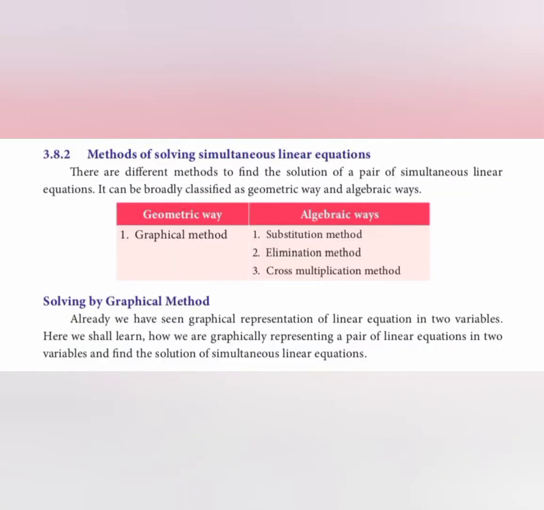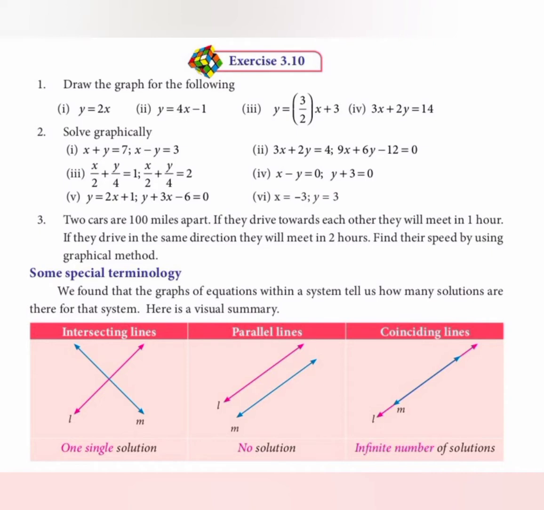Now, as we have already discussed, there are many methods of solving the simultaneous equations: geometric method and algebraic method. Geometrical way includes the graphical method that we will be seeing in today's class, and the algebraic way, there is substitution method, elimination and cross multiplication, we will be seeing in the upcoming classes. Okay, and now this is the exercise which we are going to go through. And now there is some special terminology. When the lines are intersecting, only one solution; parallel lines, no solution; and if the lines are coinciding, you will have infinite number of solutions.